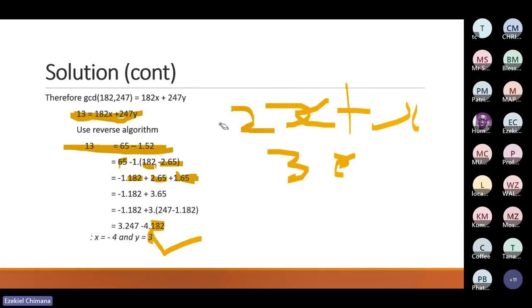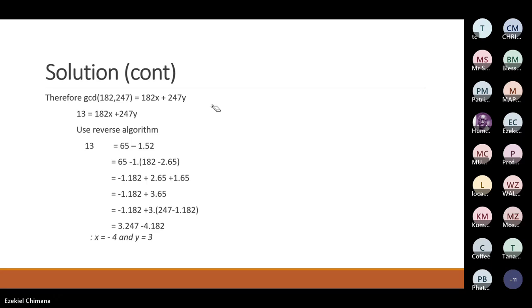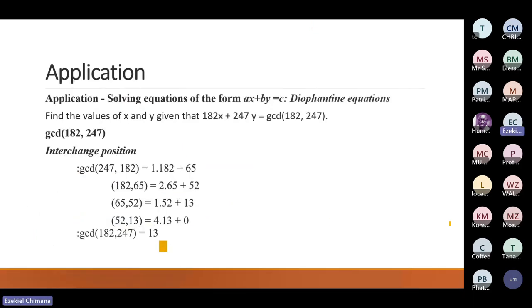Like here, I just want to do a quick demonstration. If you look at this, what you have is the GCD, which is 13. And here you are going to put your 13. And then what you are going to do is on the last step where you got your GCD.